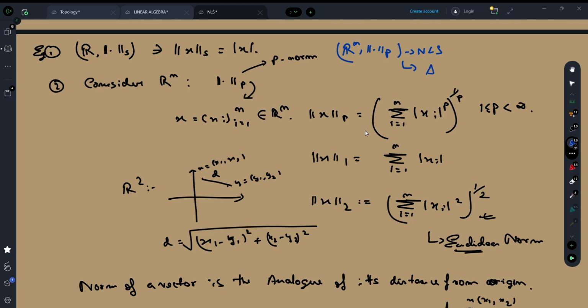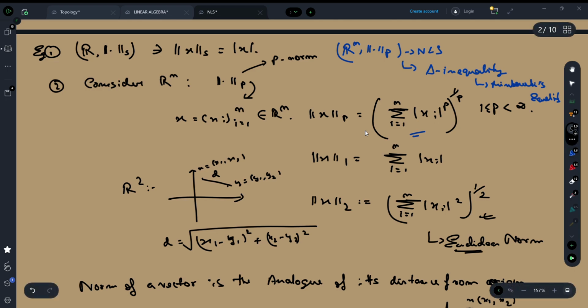The triangle inequality is actually a very well defined inequality which is called the Minkowski's inequality. Clear? So the Minkowski's inequality is actually the proof of the triangle inequality of a P norm. That's what I'm trying to say. I will obviously write that later on.